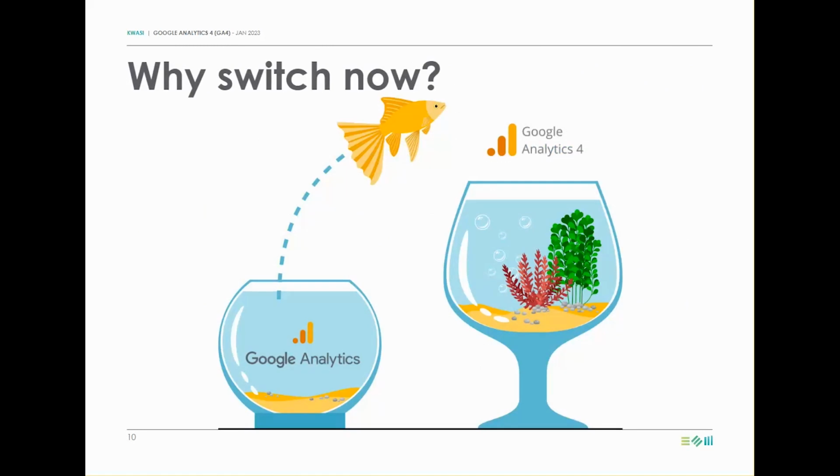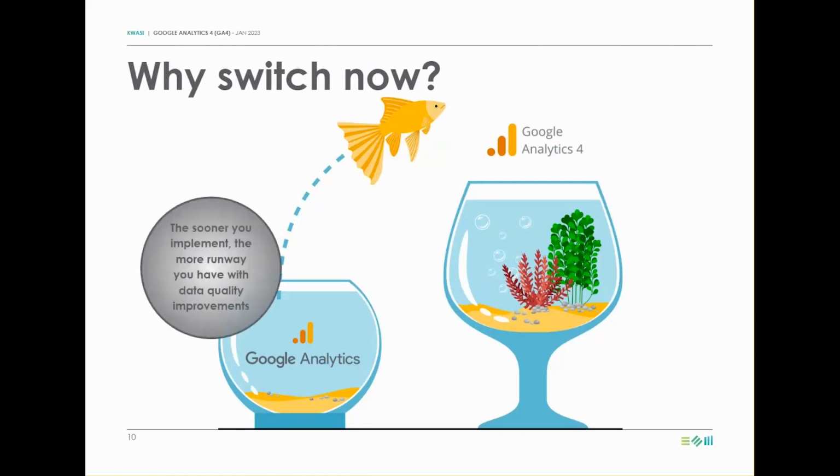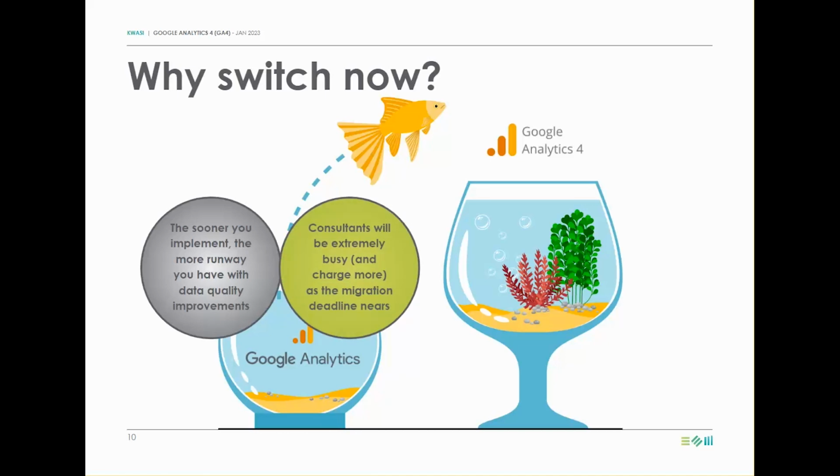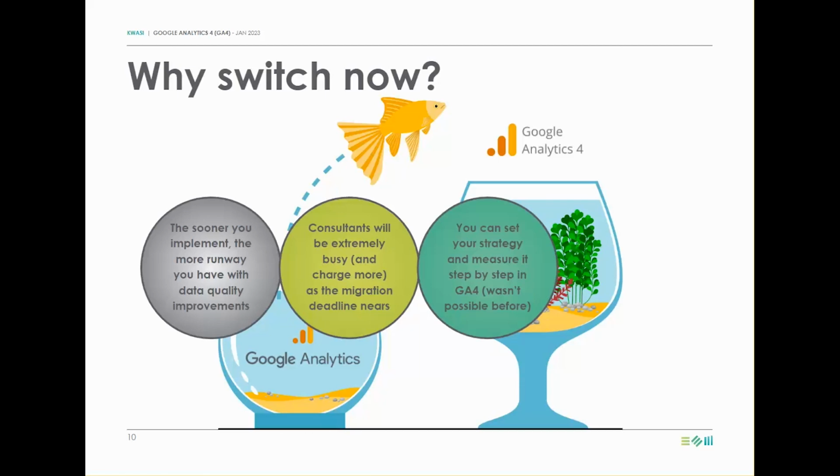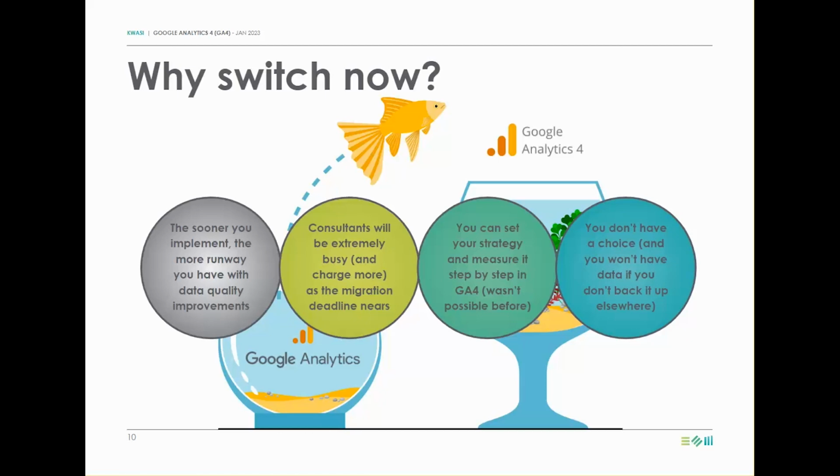A couple of reasons to switch now include: you'll have more runway with data quality improvements the sooner you implement. Consultants will be extremely busy and charge more as the migration deadline nears. You can set your strategy and measure it step by step in GA4. It wasn't as possible before. You don't have a choice. And you won't have data if you don't back it up elsewhere.